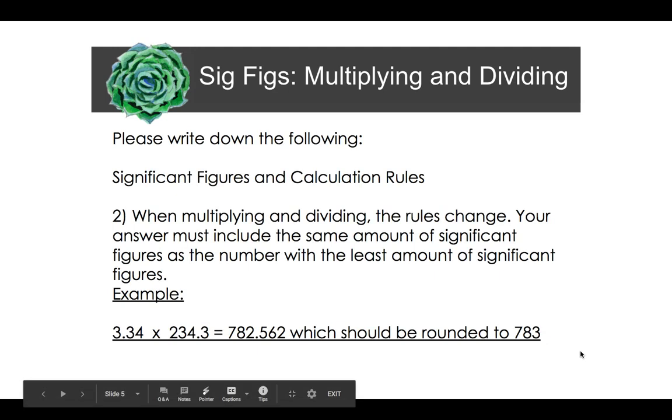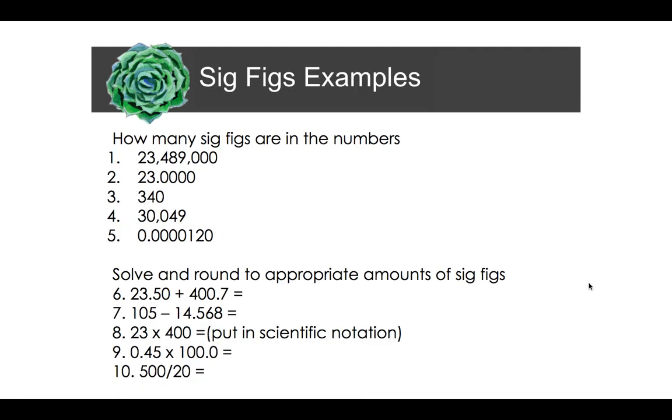And that's how we're going to round based off of multiplying and dividing for sig figs. Let's go into some examples.